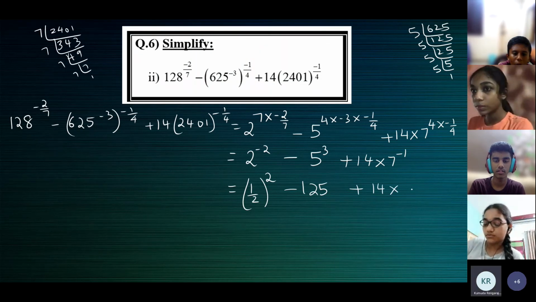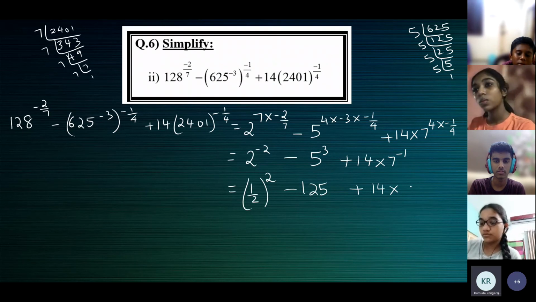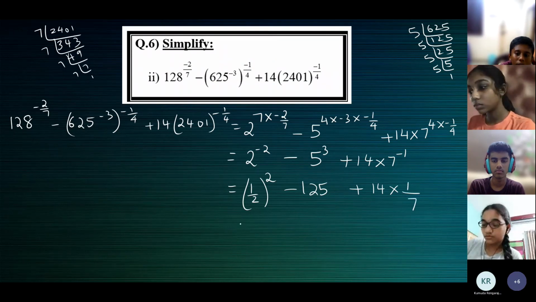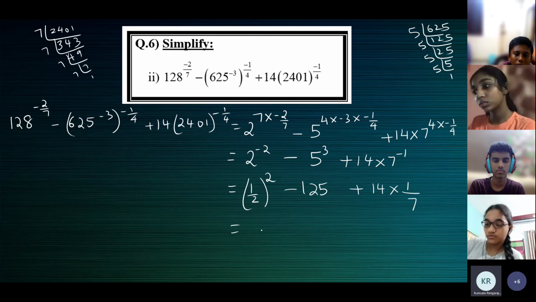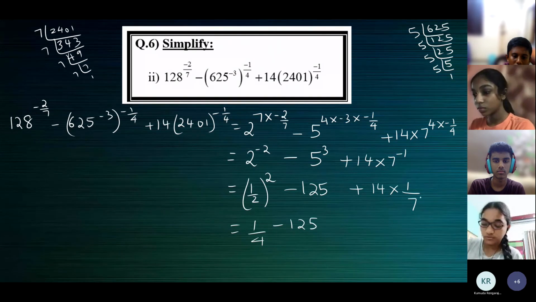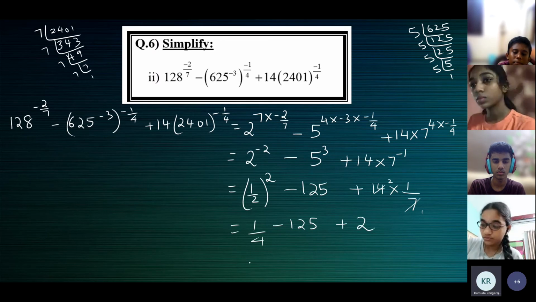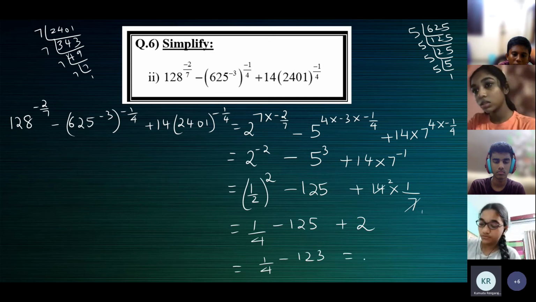What is 7 to the power minus 1? 1 by 7. What is 1 by 2 the whole squared? 1 by 4. Now 7 ones are 7, 7 twos are 14. Plus 2. Now simplify this. 1 by 4 minus 123. Take the LCM and get the answer.